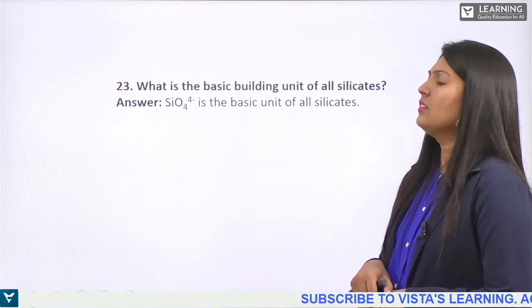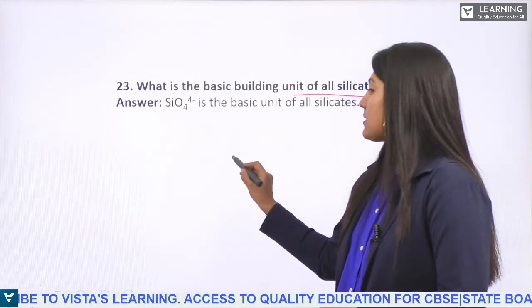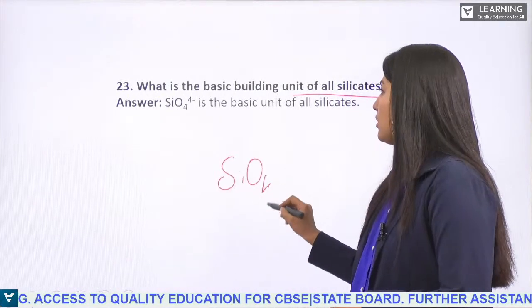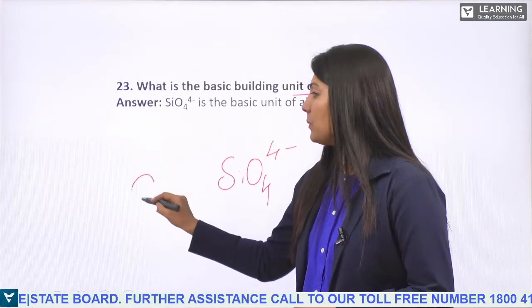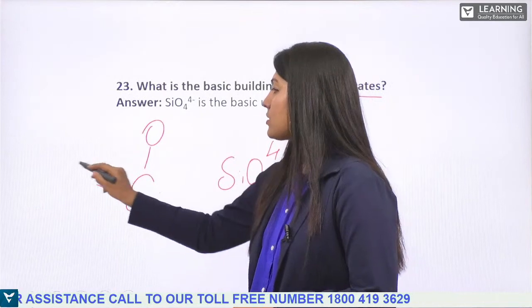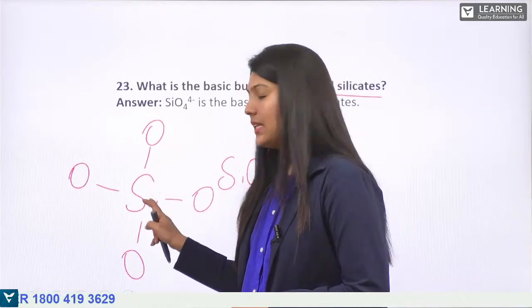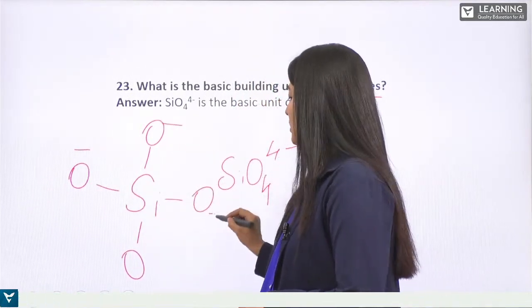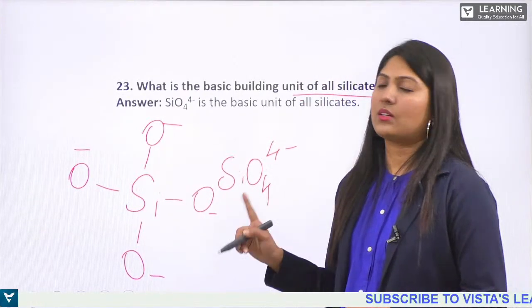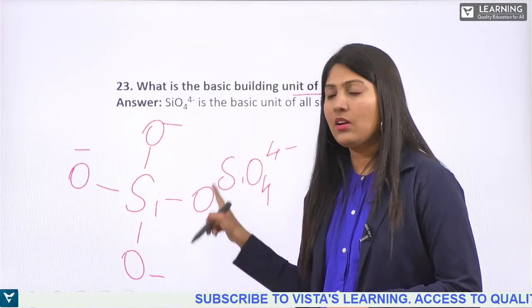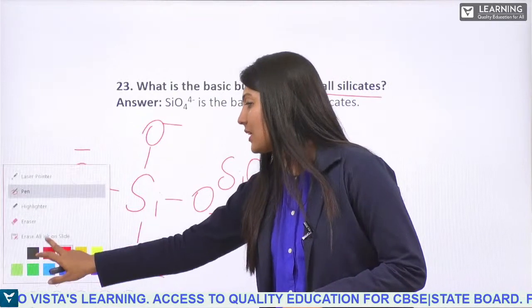What is the basic building unit of all silicates? SiO4 4 minus is the basic unit of silicates. That means you have silicon with all 4 oxygen atoms linked to the silicon with single bonds, and each oxygen should have 2 electrons. But here each has been linked with only one single bond with silicon. Hence you have a negative charge on each. So we can write SiO4 4 minus. This is the basic unit for silicates.